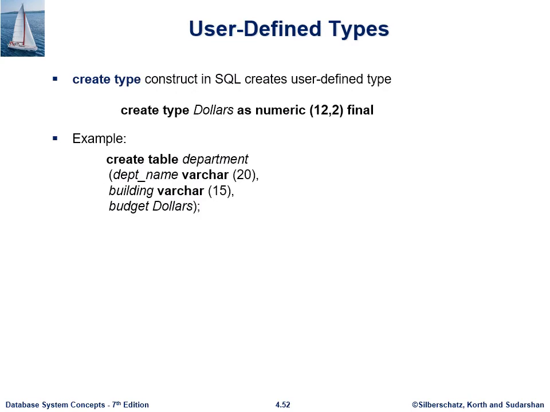The third one is user-defined types. That means we can even create data types on our own, some specific data types. For example, we have the grammar to create a data type this way: create type, then the type name, then as, then the definition of the type, and then final.